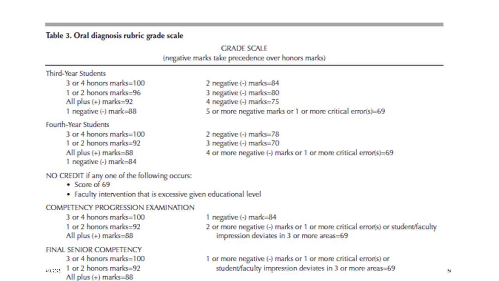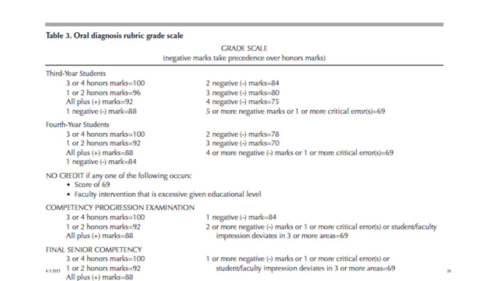And for the 2 negative marks, he is going to have 84. I'm going to take the negative marks, and in this case, he's going to have 84. With 1 or 2 honor marks, he's going to have 96. But if he has 3 negative marks, he's going to have 80. All plus marks equal 92. But if he has 4 negative marks, he's going to have 75.